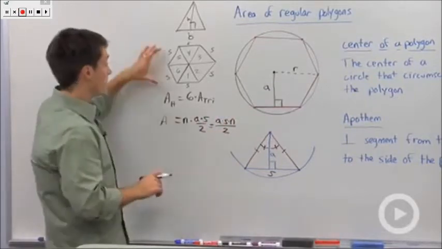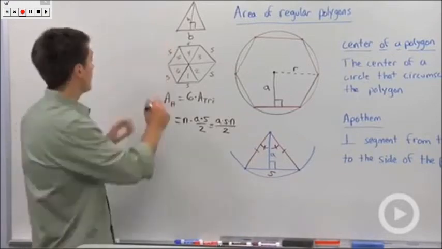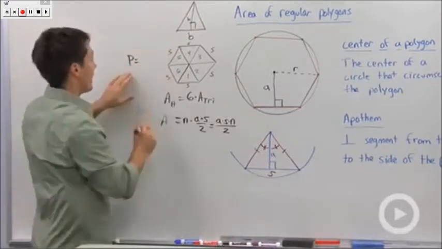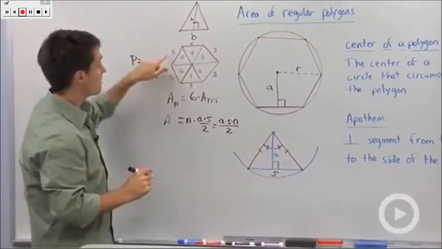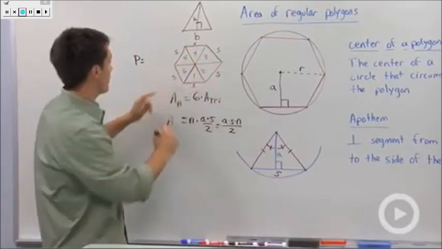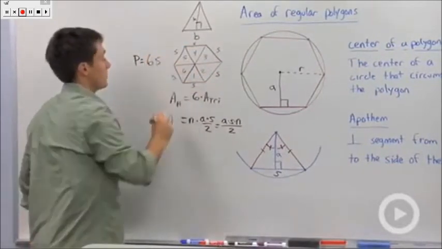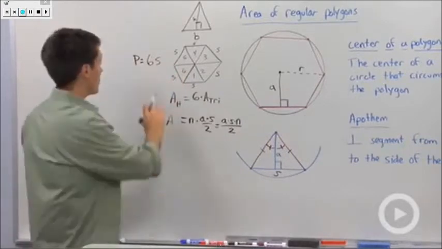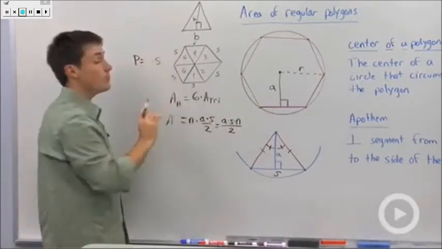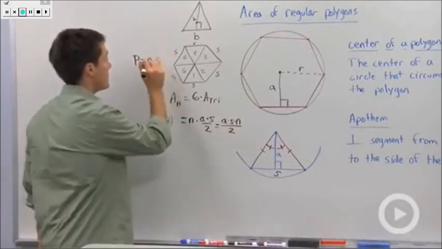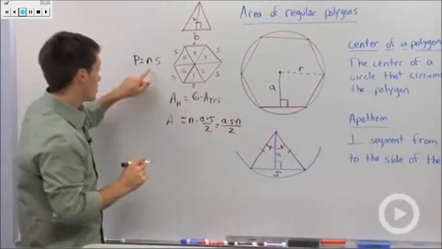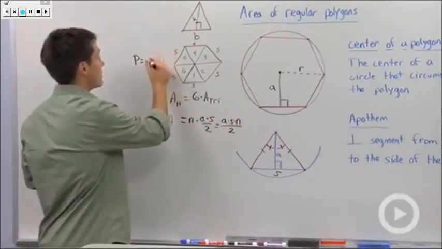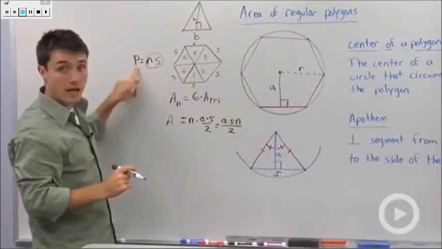Getting back to our regular polygon, the perimeter, capital P, of this polygon is going to be 1, 2, 3, 4, 5, 6s. If I had a pentagon, that would be 5s. So what I'm going to do is I'm going to say that the perimeter of any regular polygon is n times s. So I can substitute in for n times s, capital P, which is going to stand for perimeter.